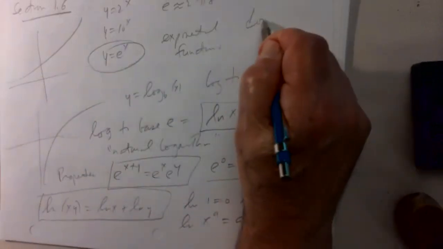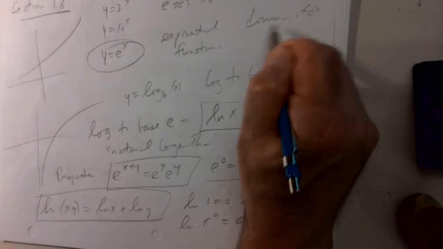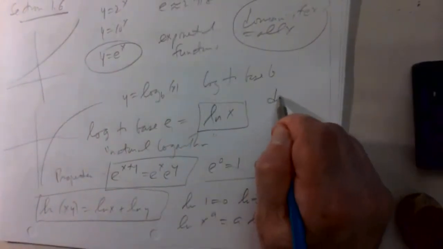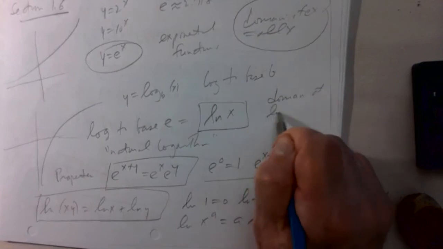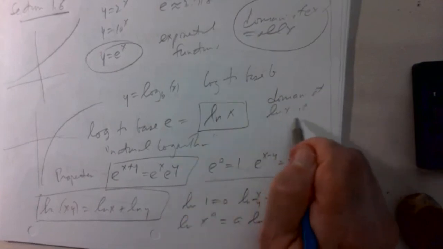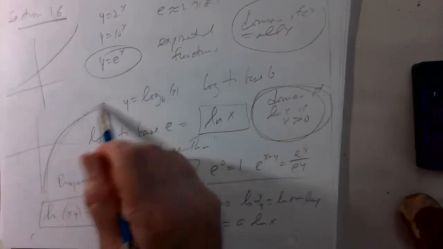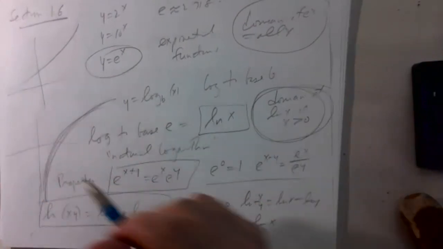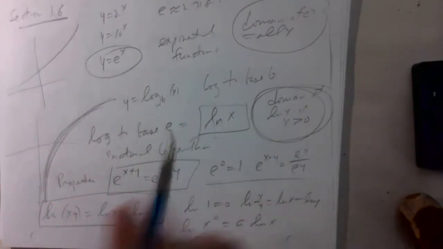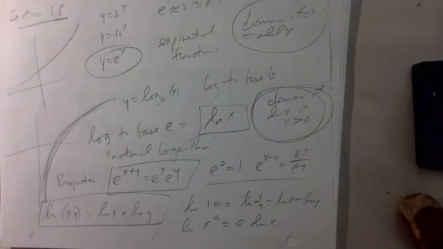For the domain of e to the x is all x. The exponential function is defined for all x. The logarithm is different. The domain of the log of x is just positive values of x, x greater than 0. This is the logarithm. It's only defined for positive values of x. If you wanted to find for negative values of x, you could look at the function log of the absolute value of x. That's defined for positive and negative values, but it's not defined for 0.